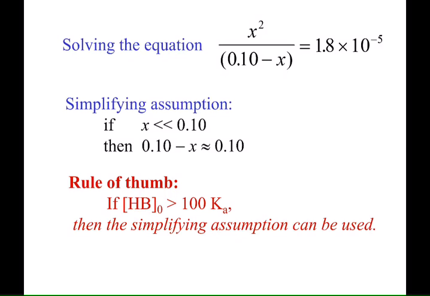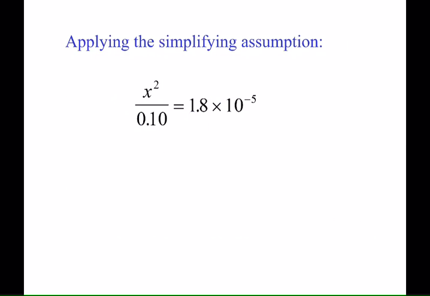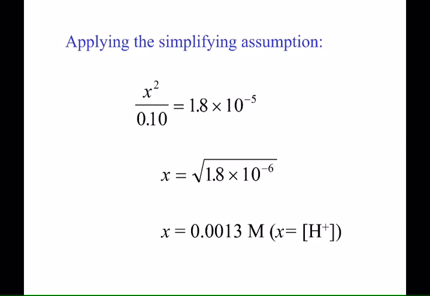All that means is that your Ka is pretty darn small. The amount that ionizes, generally speaking, is pretty low. And that's what your simplifying assumption is. So it becomes this. So we crisscross. Of course, X squared is equal to 1.8 times 10 to the minus 6th. Take the square root of that. And ta-da! 2 sig figs. You're getting a value of X of 0.0013.